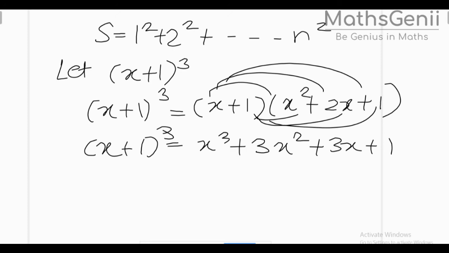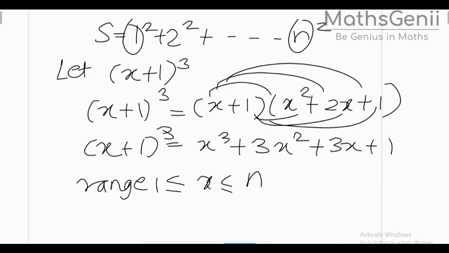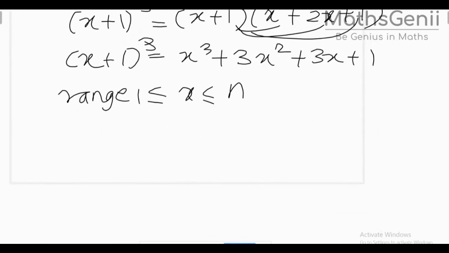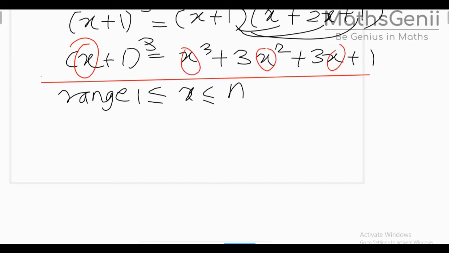Now, this sequence, whatever the sequence will be, is going to start with 1 and end at n. This I know. This is the range. Correct? Now, in this golden statement, this beautiful statement that I've found out, I'm just going to substitute values from 1 till n. Pay careful attention. So in place of x, wherever you have x, I will be putting values from 1 to n.